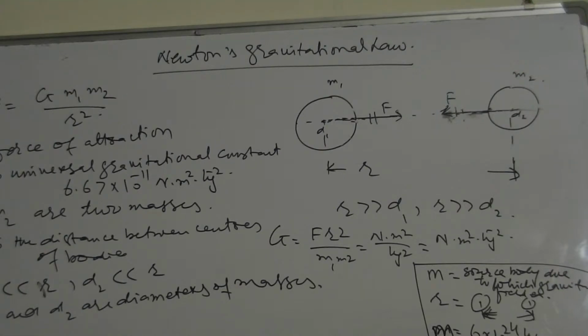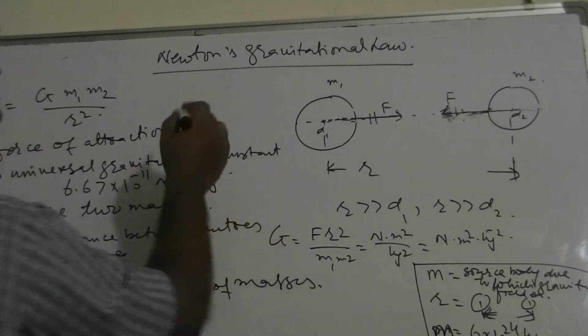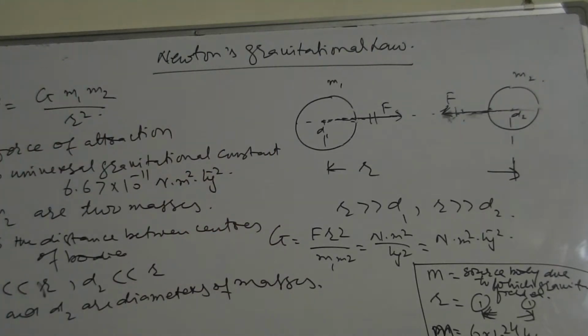But R is the distance between two centers, not from the surface. It's just the distance between two centers. In my lectures, I will always take capital M for the source body, due to which the gravitational field will exist.